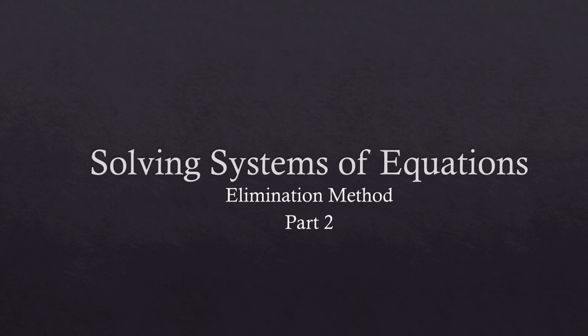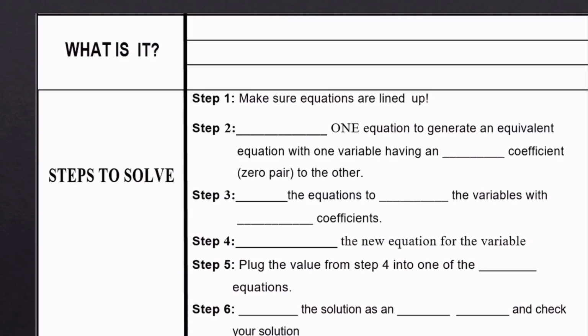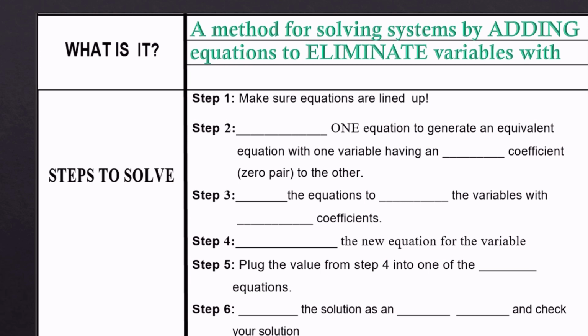So here's our steps. Elimination is a method for solving systems by adding equations to eliminate variables with opposite coefficients. Now, as you move on, you might hear of another way to do elimination. This is my way, where we add the equations always. So in order to be able to add them, we must take these steps. There is studying involved in understanding the steps.